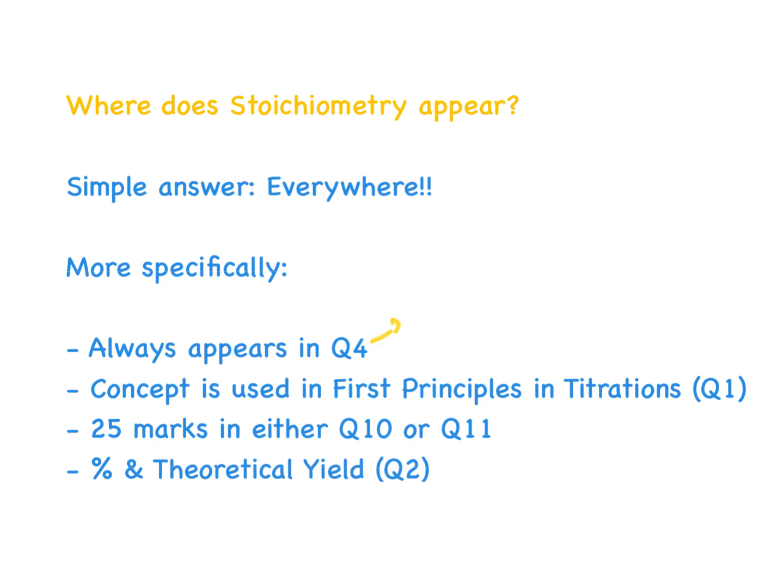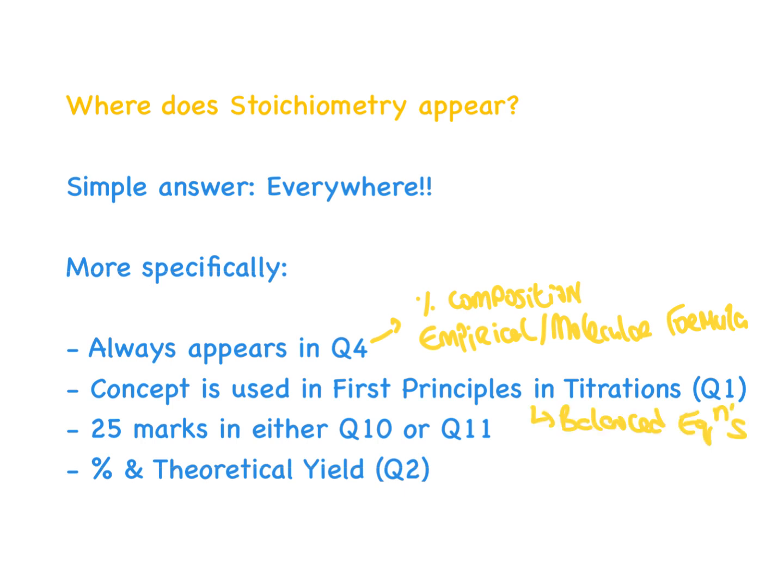With question 4, you are usually going to be looking at percentage composition, or at empirical and molecular formula. The concept of stoichiometry is used in First Principles in titrations, and the titrations we know are in question 1. It is also used in the second part of our First Principles, where we take a look at the ratio of our standard solution to our unknown solution, and work out the number of moles of our standard we have in comparison to our unknown solution. That involves the use of stoichiometry and balanced equations.